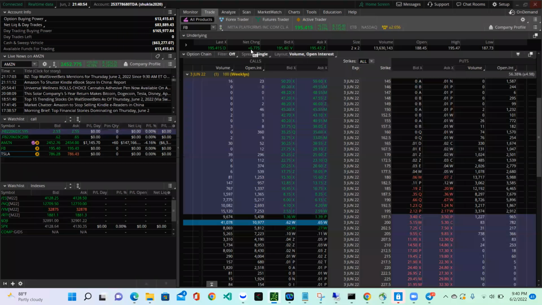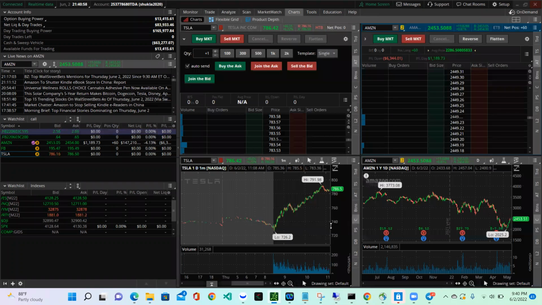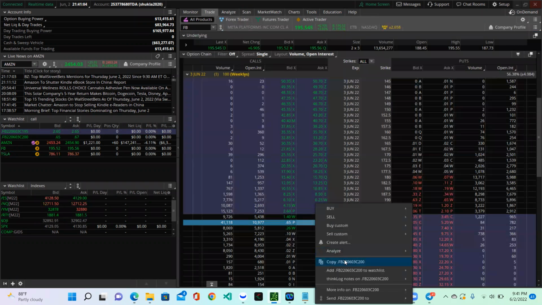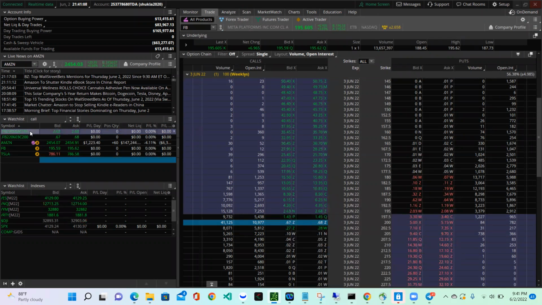So now that I've set up, I'm going to do this one more time, guys, just so you saw what I did. I right clicked, copied, and went here and pasted this value. Okay, so then you could see those options on the watch list there.